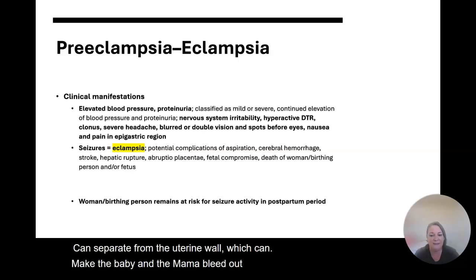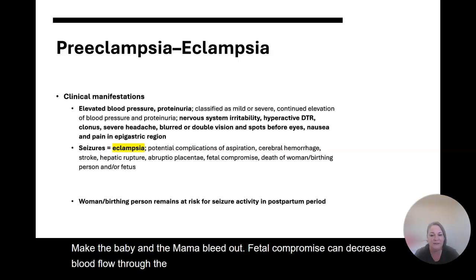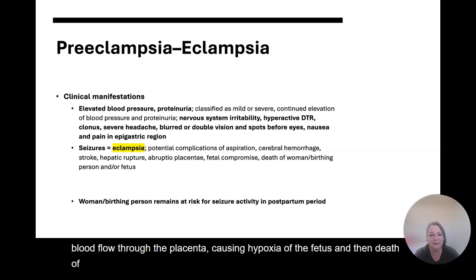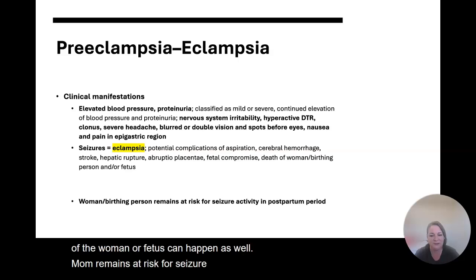Fetal compromise can decrease blood flow through the placenta, causing hypoxia of the fetus, and then death of the woman or fetus can happen as well. Mom remains at risk for seizure activity in the postpartum period.